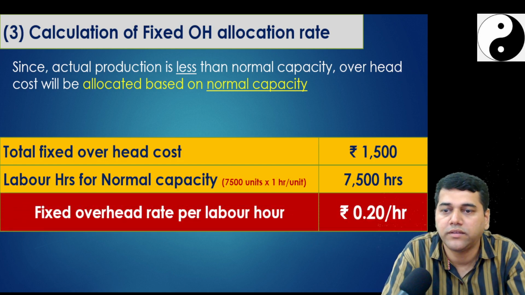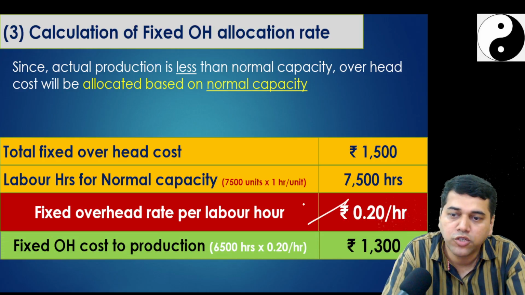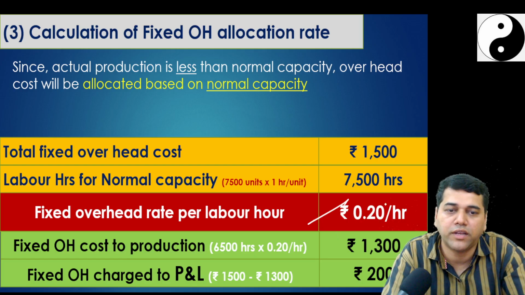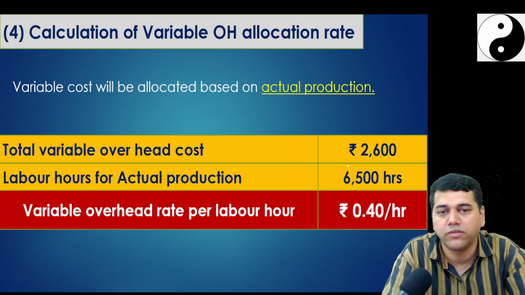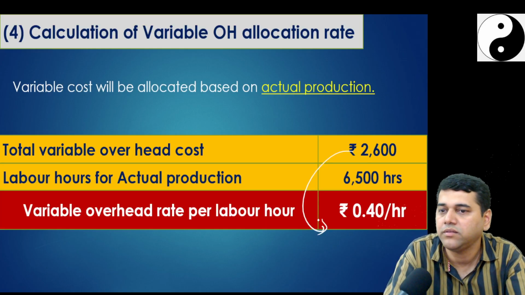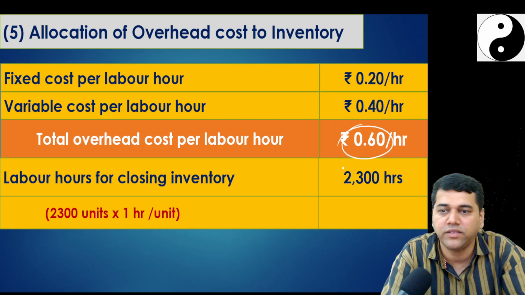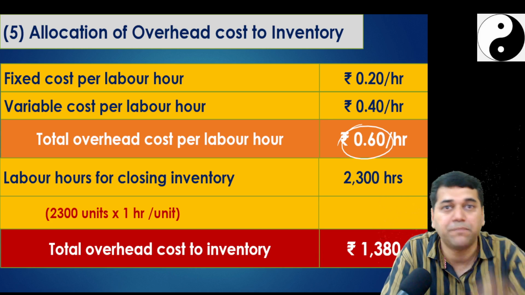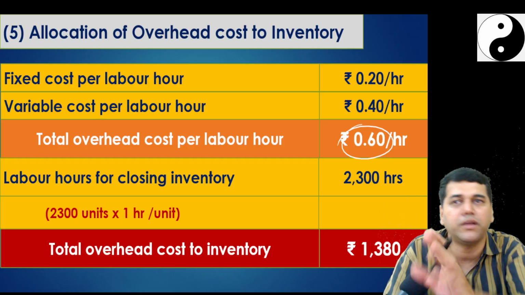Now they said fixed overhead rate per hour. We have also done the fixed overhead cost. Since the actual production is less, they have taken 0.2 and distributed this 1500 into 2 elements. Variable overhead will be allocated on actual hours, so 0.4 here, variable overhead rate per hour. Then allocation of the overhead cost, 0.6 into 2300, 1380. So many steps they have done. If you can do all these steps, maybe for step marks they can do it, otherwise you can save time by doing my format.